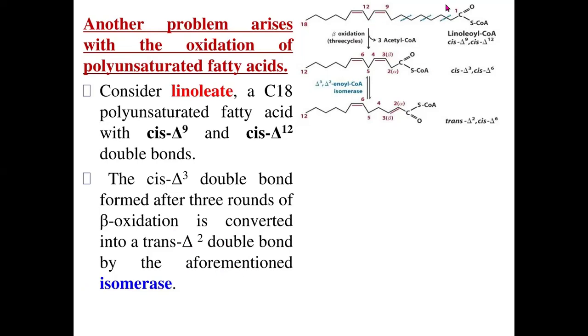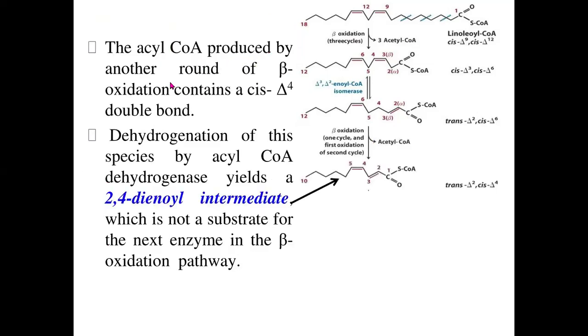So we have our linoleoyl-CoA entering beta oxidation for 3 cycles to produce 3 acetyl-CoA, but we have cis delta 3 and cis delta 6 double bonds. So we have our delta 3, delta 2 enoyl-CoA isomerase now converting the cis delta 3 to trans delta 2, but we still have, at position 6, another double bond in cis configuration. So now when that occurs, the acyl-CoA produced by another round of beta oxidation contains cis delta 4.